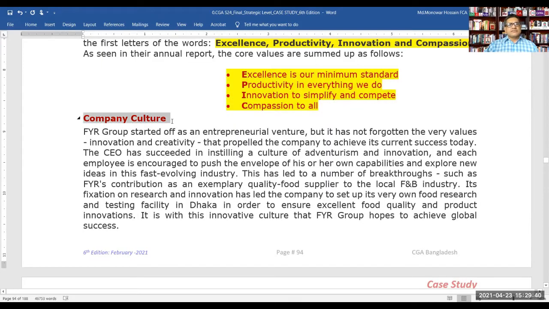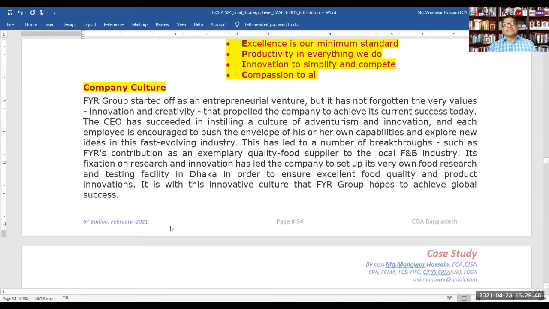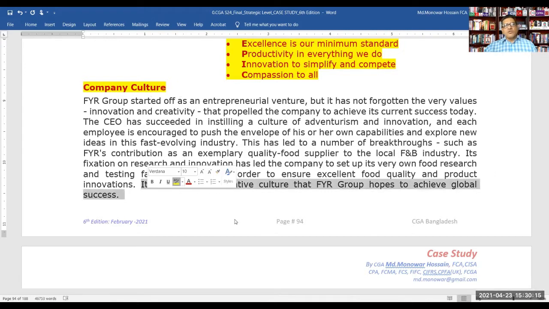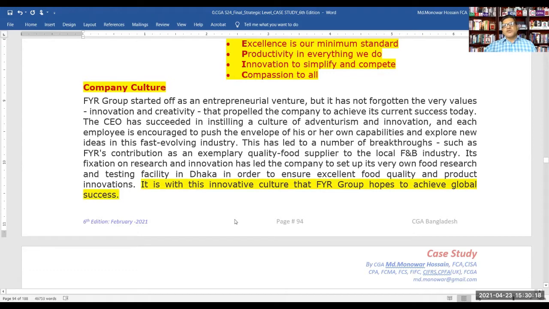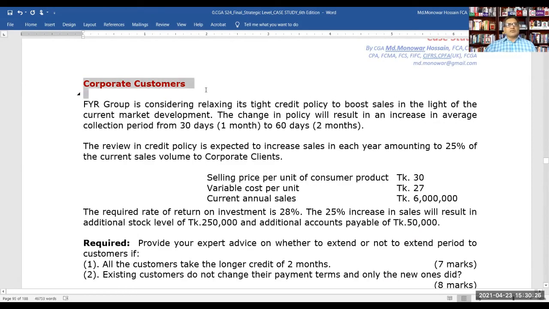Company's culture. FI Group started as an entrepreneurial venture, but it has not forgotten the value of innovation and creativity that propelled the company to achieve cultural success today. So here it says the company's culture is innovation, and with this innovation culture, the FI Group hopes to achieve global success. Corporate customers. Who are the customers of that company?